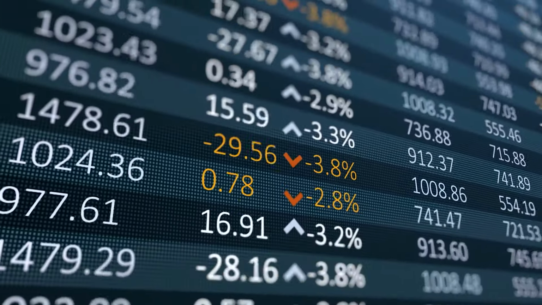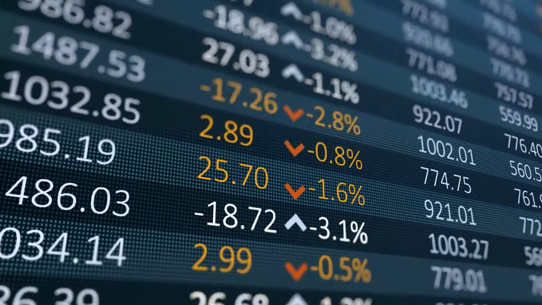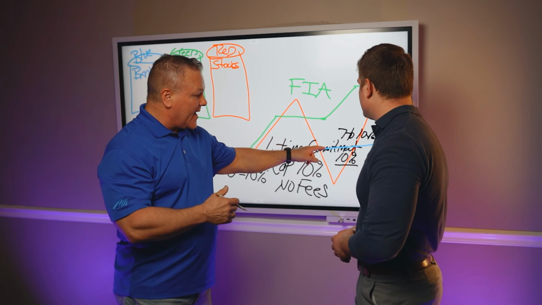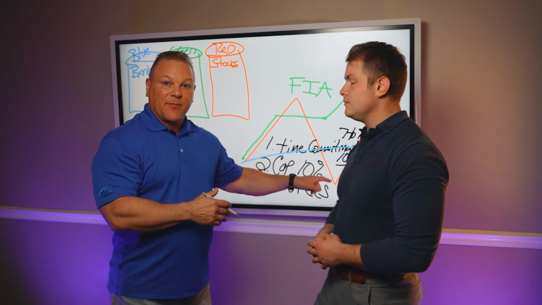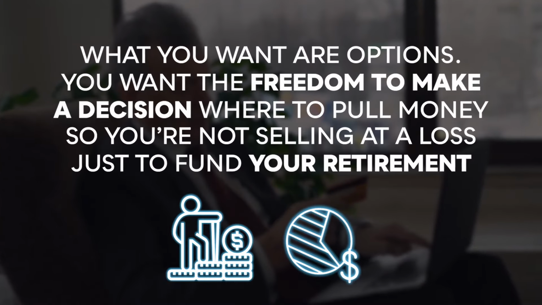On the other hand, if the stock market's way down, which we haven't seen in a while, and you want to take advantage of buying some good stocks at a discount, we could also take some money from the green or the blue line to go back into the red line when you're at the bottom. But what you want is options.